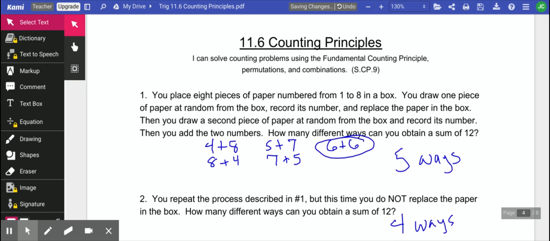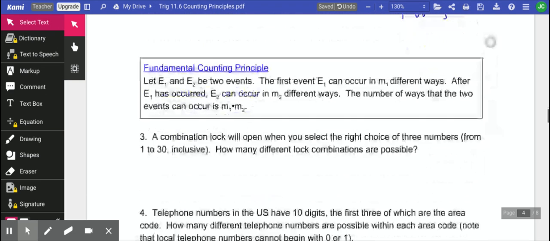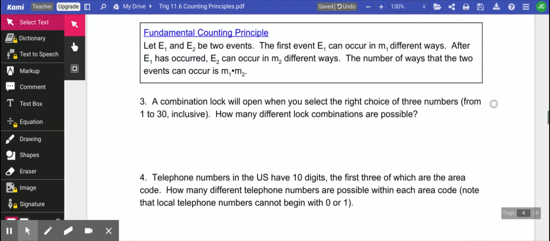Okay, and again, the reason we would want to know this is if we were calculating some sort of probability, if this is some sort of carnival game, we would want to know the total number of ways something could happen. So that leads us to the fundamental counting principle. If you have 2 different events happening, if the first event can occur m1 different ways, and then if the second event can occur m2 different ways, the total number of ways the 2 events can occur is m1 times m2.